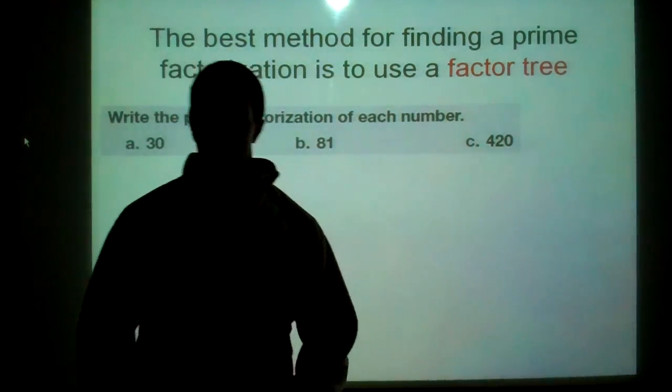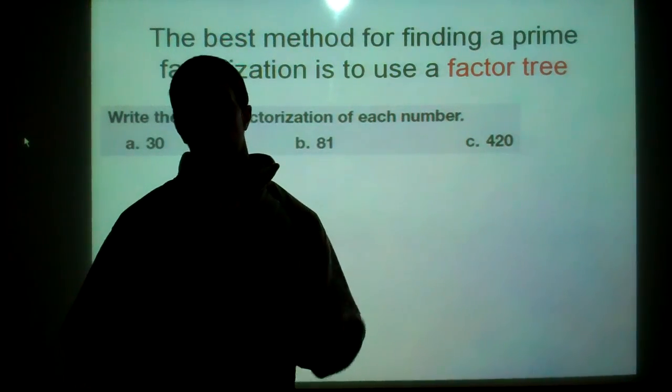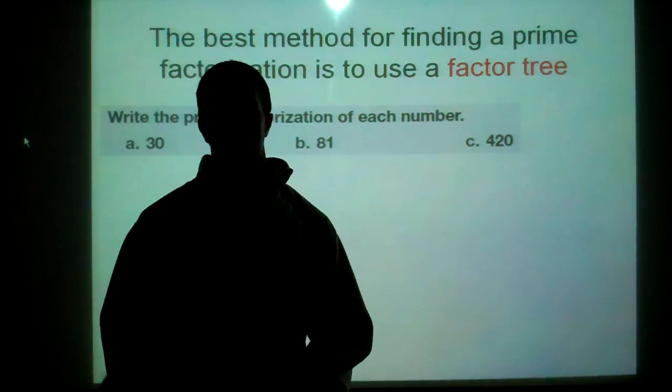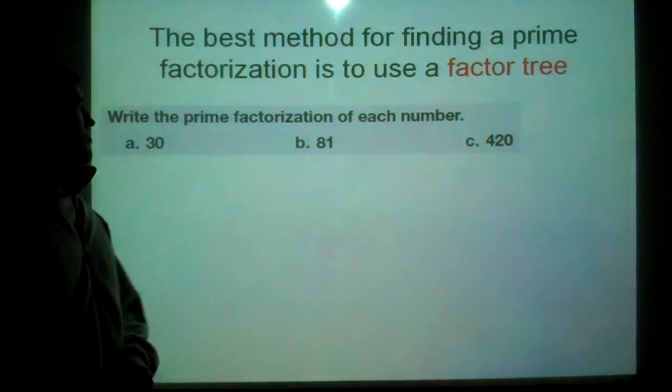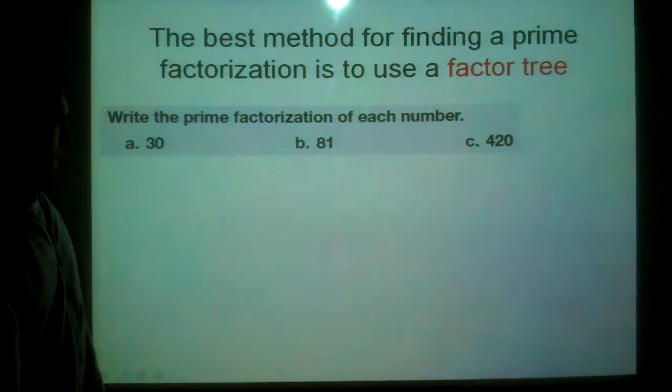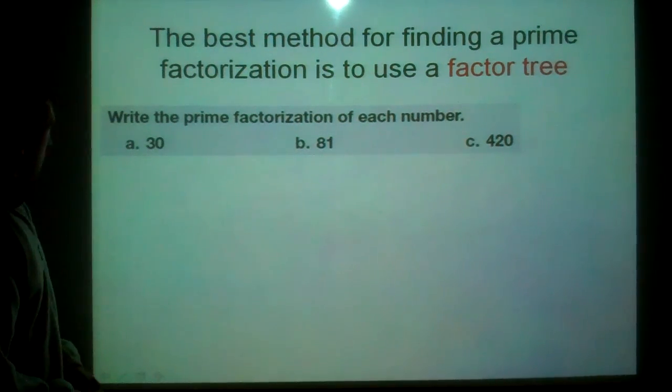All right, this is part two of lesson 21 for seventh grade, and we're about to show you how to get the prime factorization of any number. The best method, and I'm only going to show you the best method, at least in my opinion, for finding a prime factorization is to use a factor tree. Factor trees, I'm sure we've seen before.